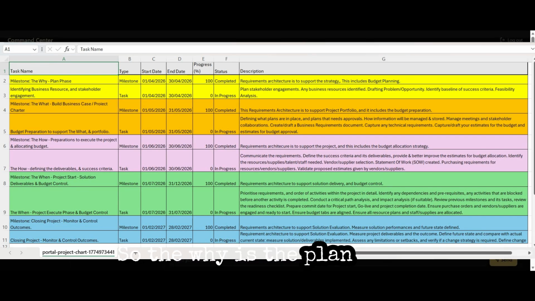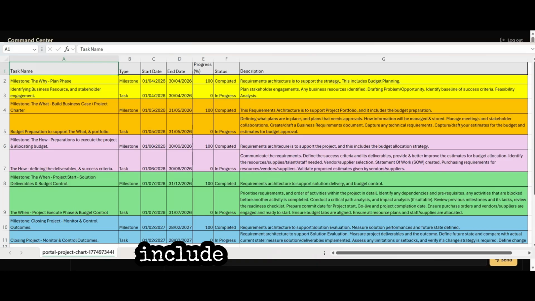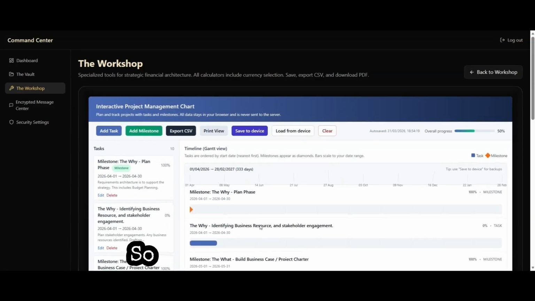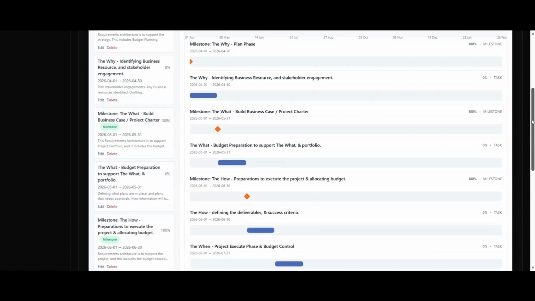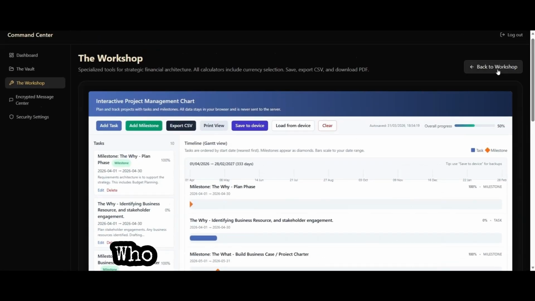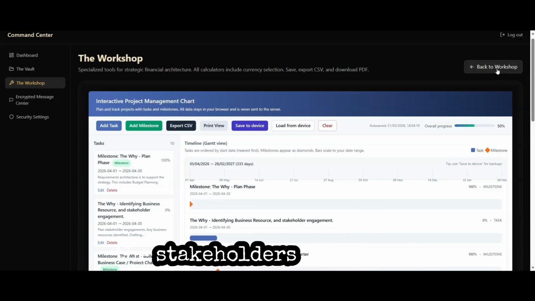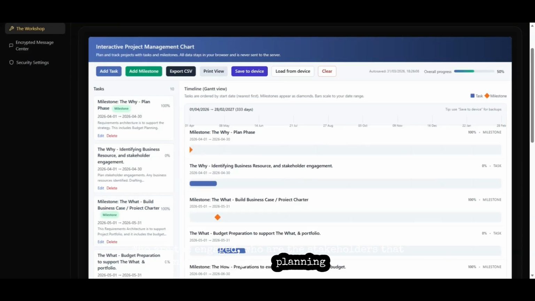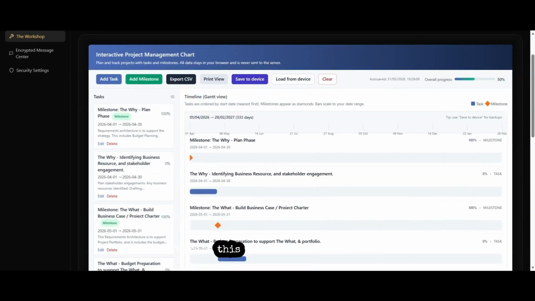So, the why is the plan phase and it's a requirements architecture that will support the strategy of the project, and it will include considerations of the budget planning. So in the why plan phase, I'd look at what kind of business resource do I need to identify, who are the stakeholders that I will need to engage in planning this project, which helps me to further build on the why there is this project. Also, I'll start thinking about requirements gathering on creating the strategic intent or the vision.